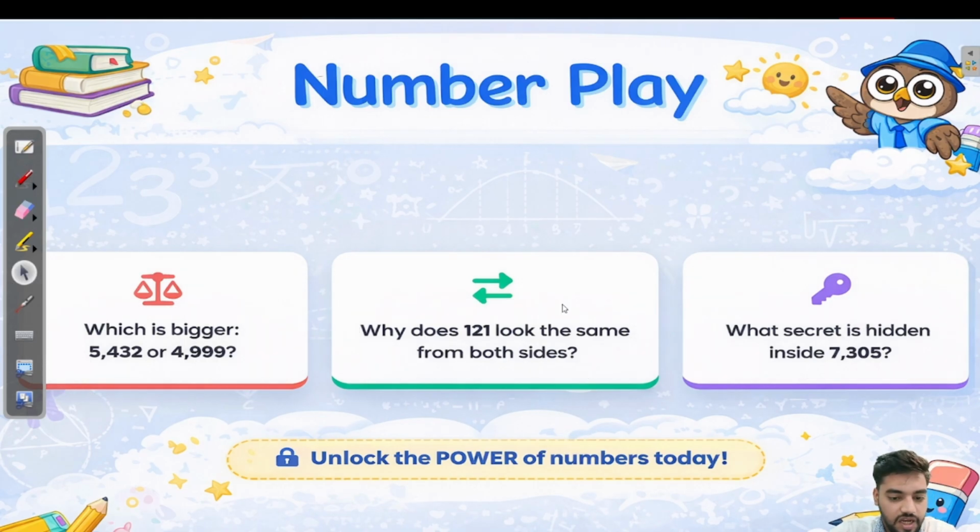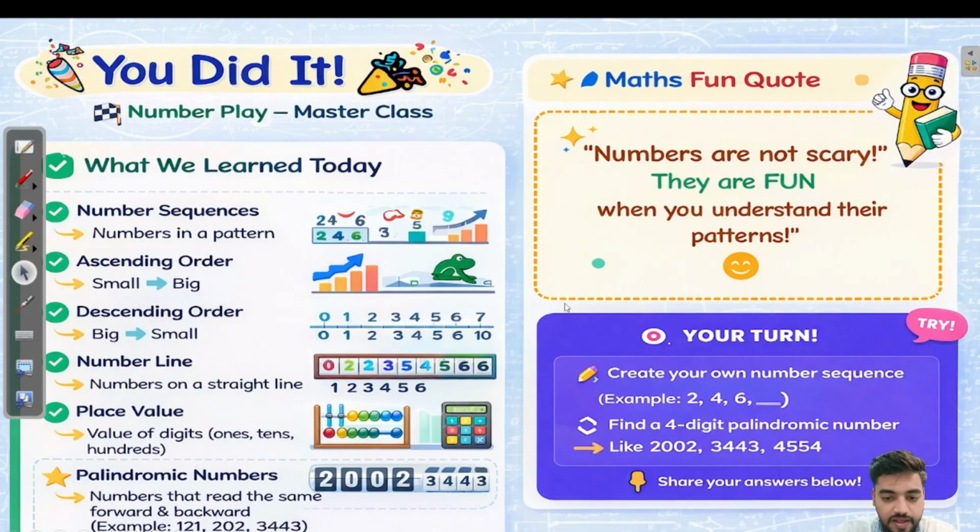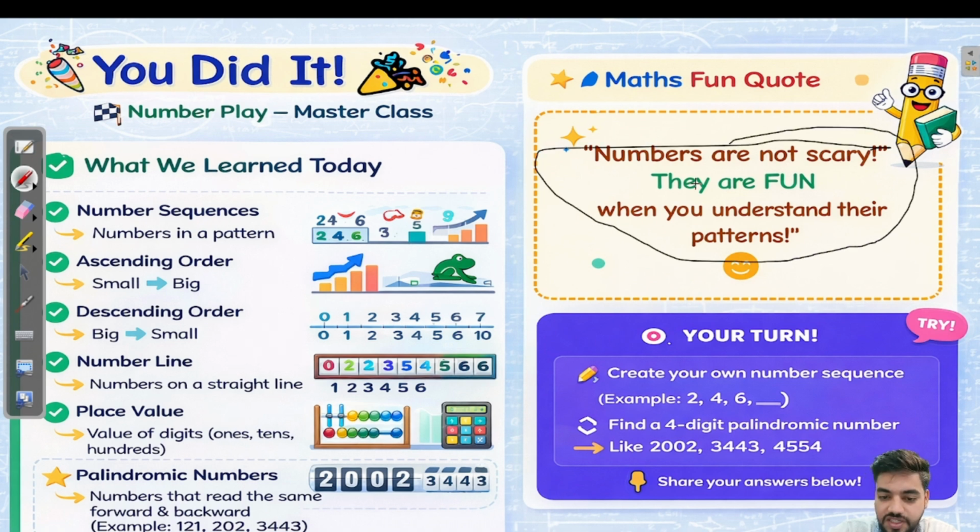And in the last, I just want to say that numbers are not scary, they are fun when you understand their patterns. Now it's your turn. Create your own number sequence, for example 2, 4, 6. You can have any number sequence. Find a 4-digit palindromic number different from these examples, and share your answer in the comment section.